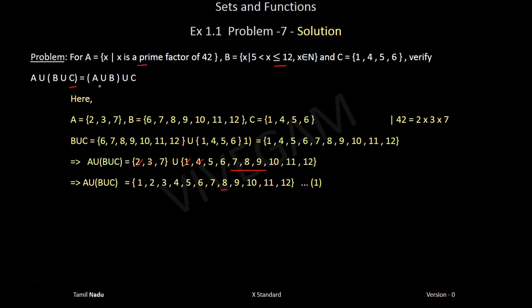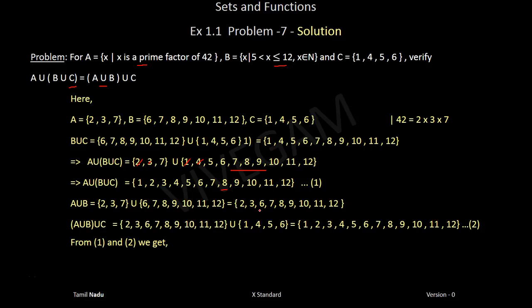We have to do first A union B, then unite that result with set C. Okay, A union B, so you have to combine these two, right? So if you see, 2 is the smallest number, 2, 3, then 6, 7, okay, then 7 is already there, so we don't need to worry. 2, 3, 6, 7, 8, 9, 10, 11, 12. Okay, so that's the result here.